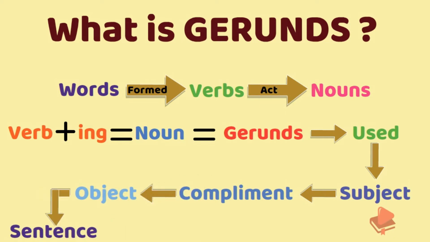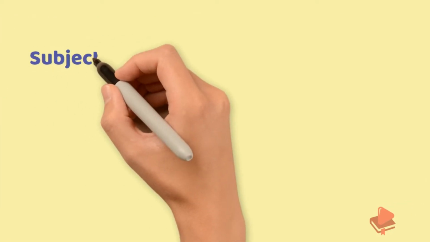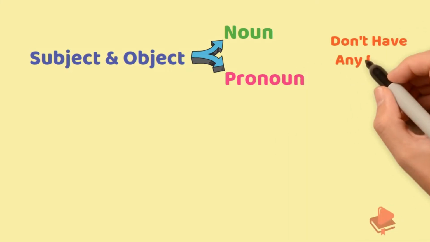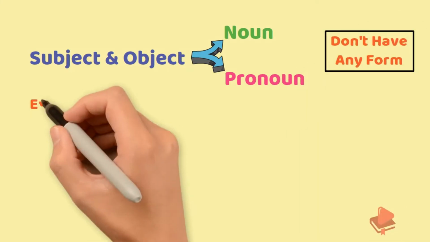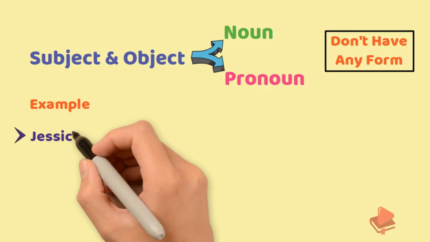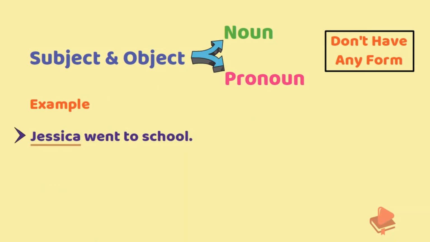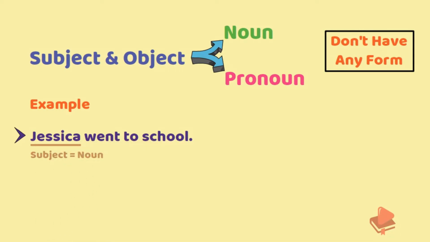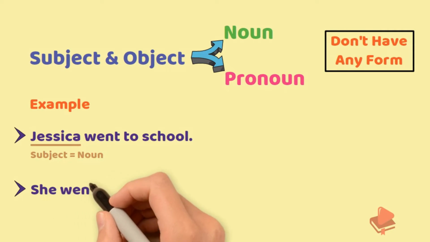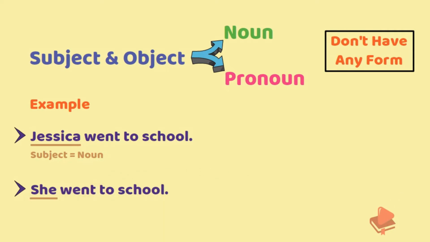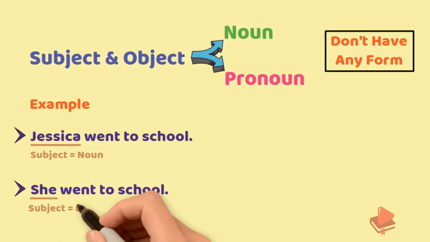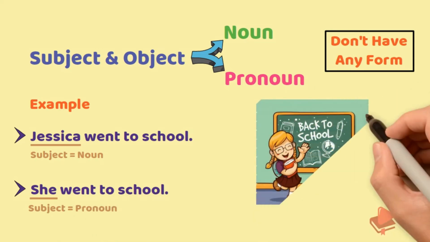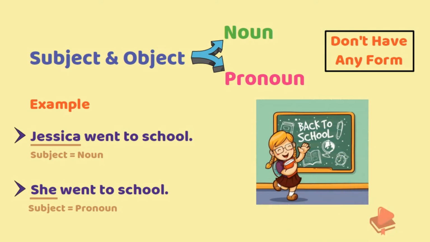Let's understand this. We have seen that subject and object are a noun or pronoun, and they don't have any special form. For example, Jessica went to school. Here, Jessica is a subject and it is a noun. Next example, she went to school. In this sentence, she is a subject and it is a pronoun. In both these examples, the subject is a noun and a pronoun.